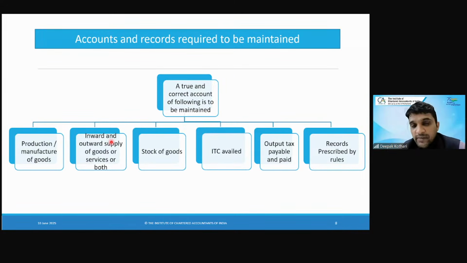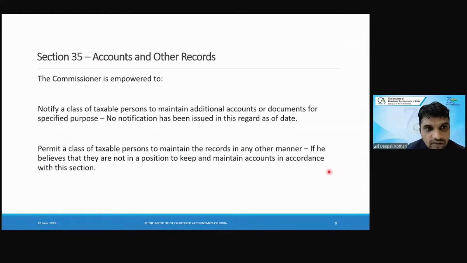Then what is the stock to be maintained? The stock has to be maintained so that any kind of surprise stock verification can be done. So you have to maintain a stock of the goods. What is the ITC availed? What is your output tax, which is payable and paid, and any kind of records by the prescribed rules. Okay. So these are the accounts and records which every registered person will have to maintain.